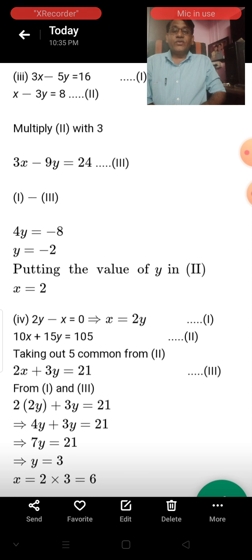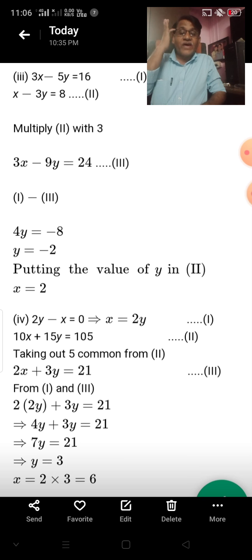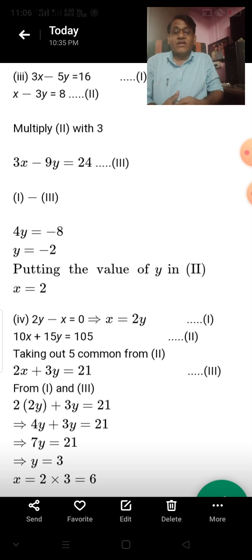Now come to the fourth question, that is 2y - x = 0. It means x = 2y. Now the second equation is 10x + 15y = 105. Taking 5 common from the second equation, what we get is 2x + 3y = 21.